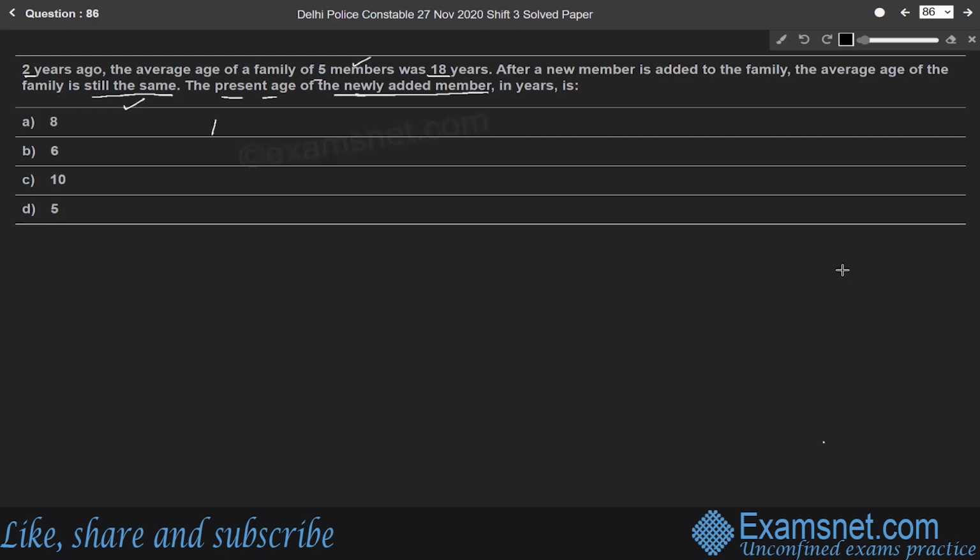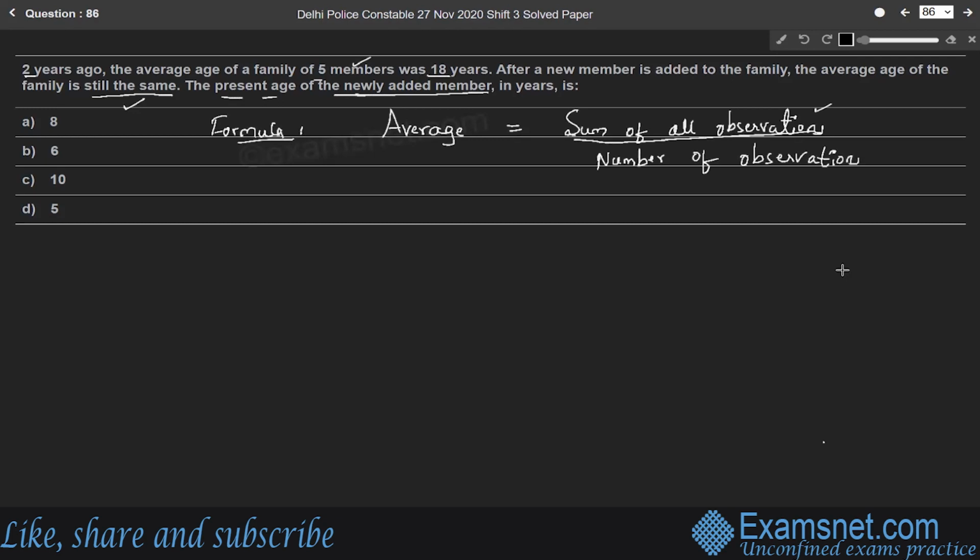So for this, we are using the formula average is equal to sum of all observations divided by number of observations. Right? Here observations are nothing but their ages. Right? And number of observations are nothing but number of family members. Right? So solution.